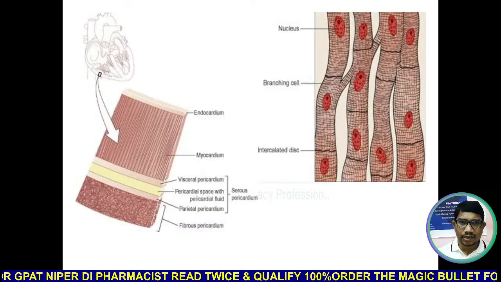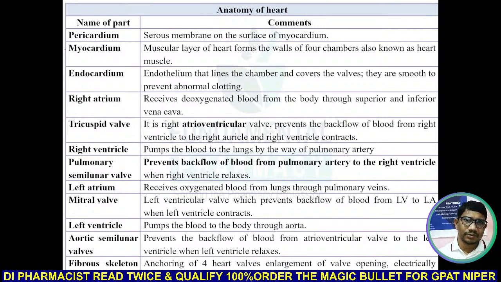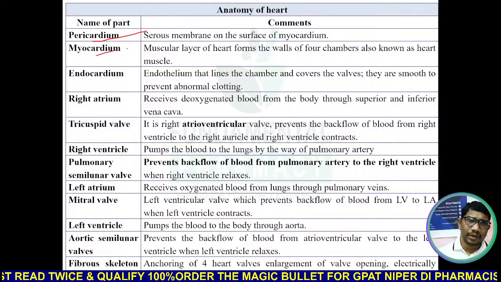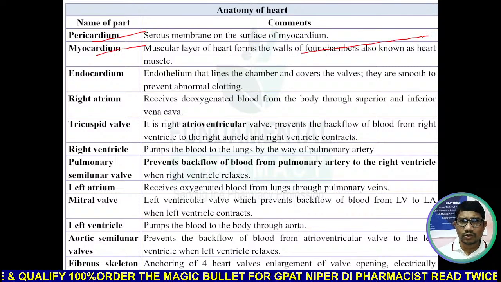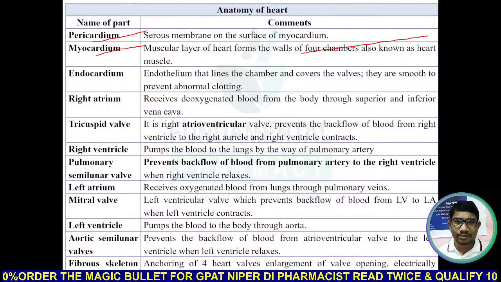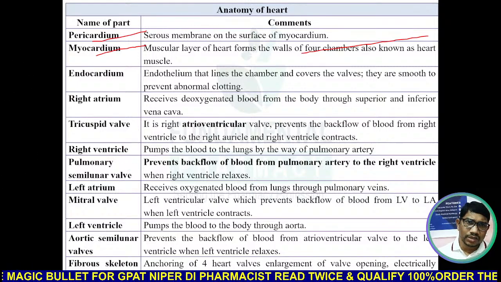This we have seen yesterday. So pericardium मतलब क्या? Serous membrane on the surface of myocardium. Right? Myocardium मतलब क्या? Middle muscular layer of the heart that forms the fourth chamber, also known as the heart muscle. मायोकार्डियम में कौन से सेल होंगे? मायोसाइट्स.